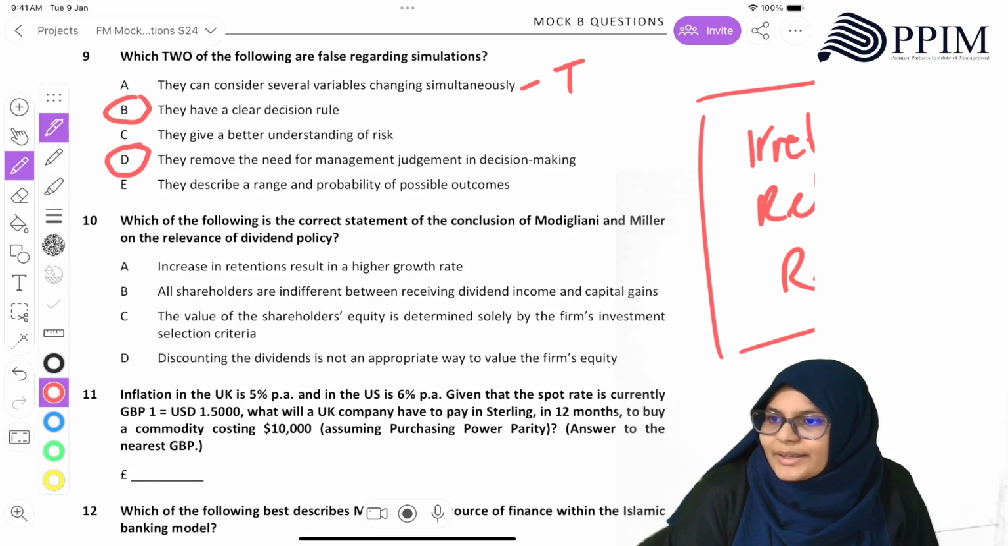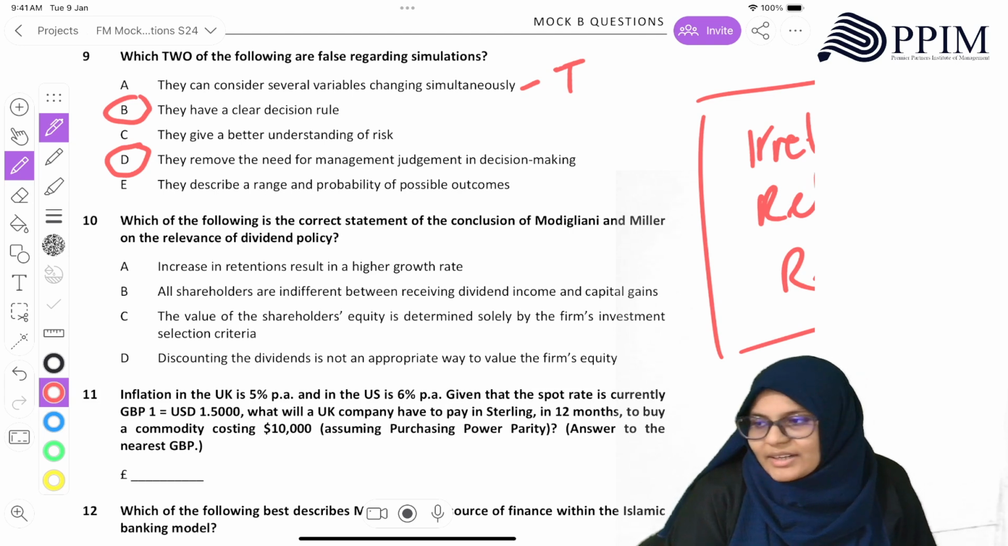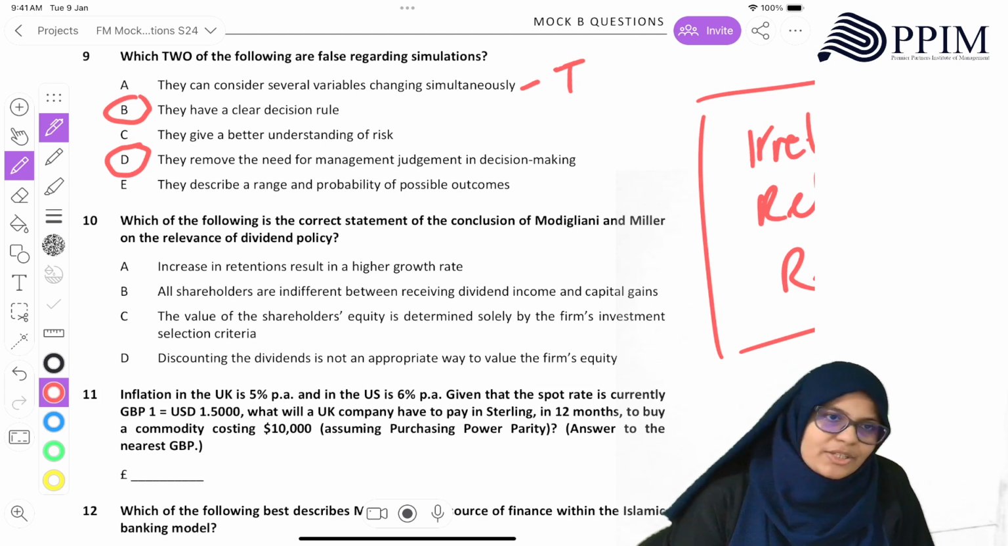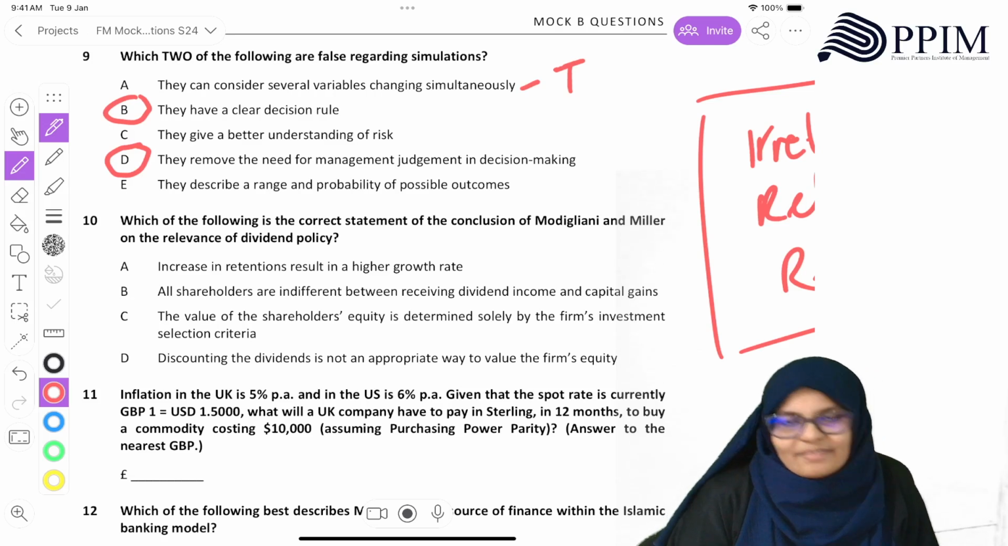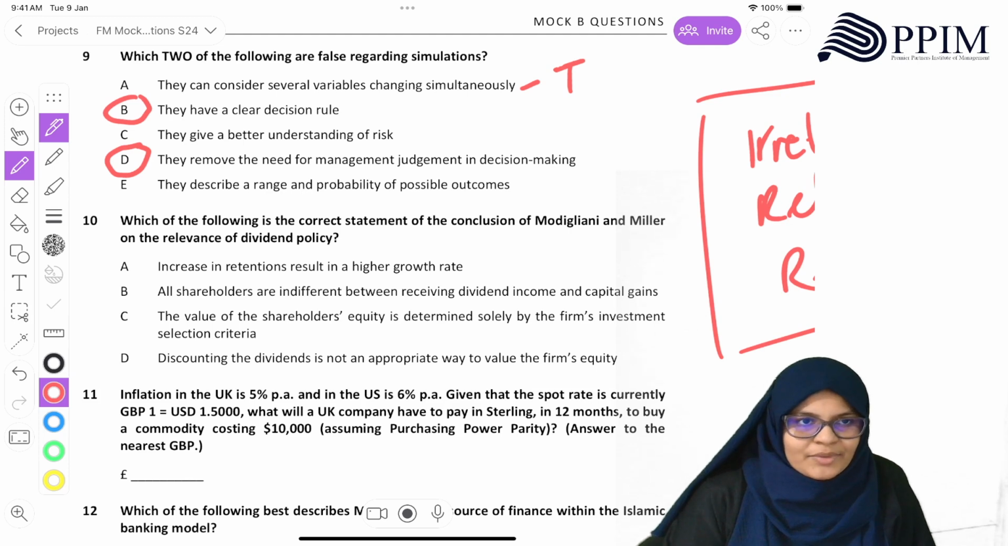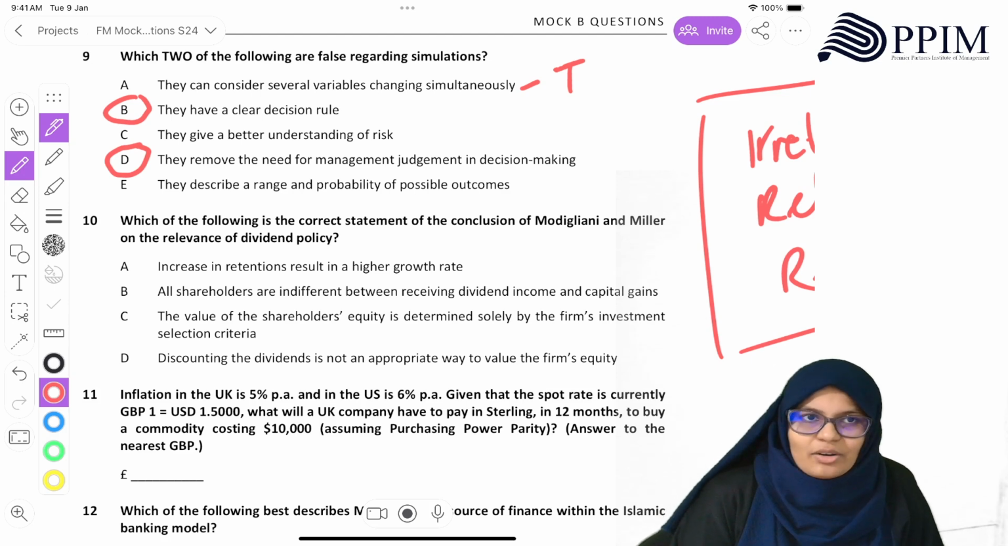So which of the following is the correct statement with regard to relevance? Okay, so there are three theories. I'll just quickly summarize it for you. Dividend irrelevancy theory suggests that whether you give a dividend or not doesn't matter, as long as the company is doing well and shareholders are happy. Why? Because if they want money, they will sell their shares and get that money. If they don't want money and you give them a dividend, they will invest that again in shares. So if they want money, they know how to get it. So it is irrelevant whether you give a dividend or not.